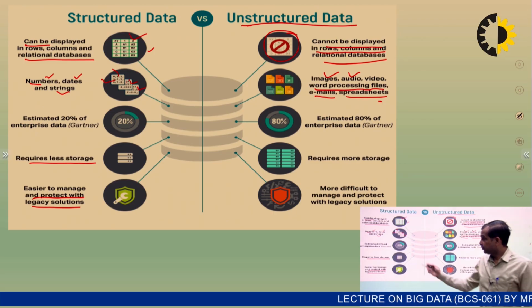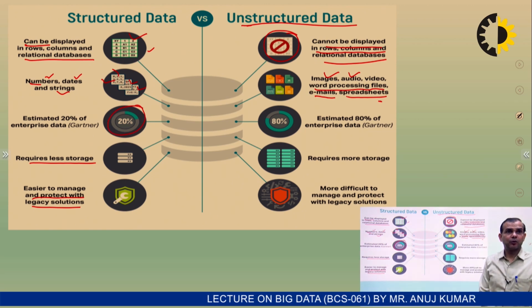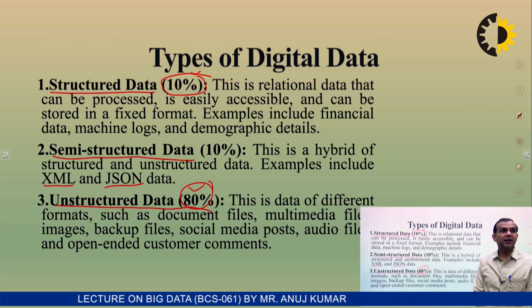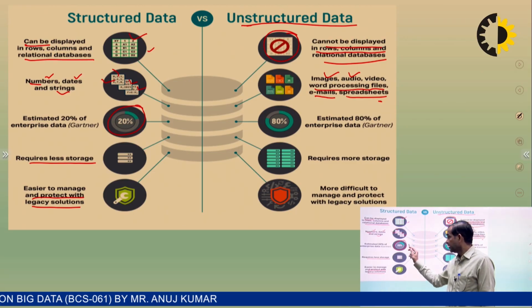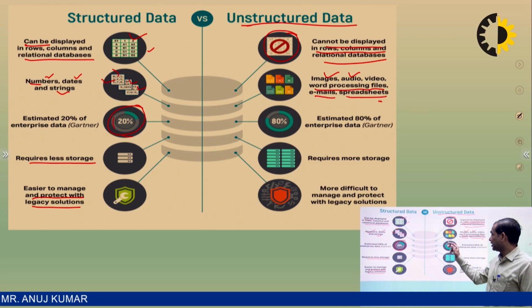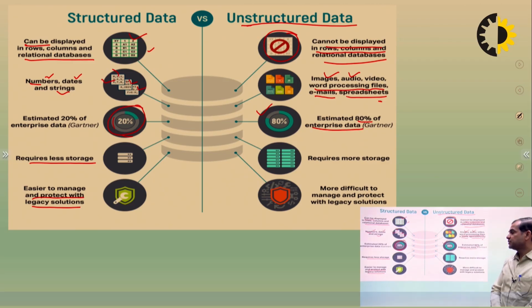Same here, it is limited, estimated at a maximum of 20%. Why 20%? Previously we discussed it would be 10%. Here we are taking the combination of structured and semi-structured, so that will be around 20%. So the remaining 80% is the unstructured data, which is the estimated 80% of the enterprise data.